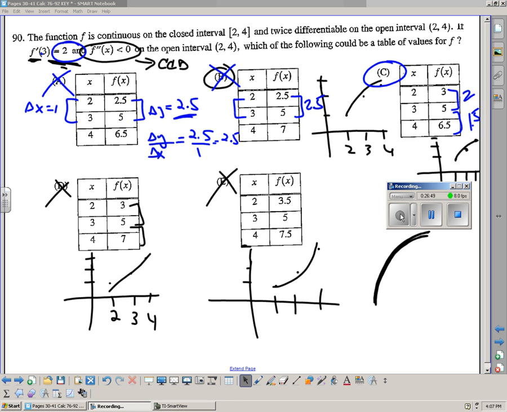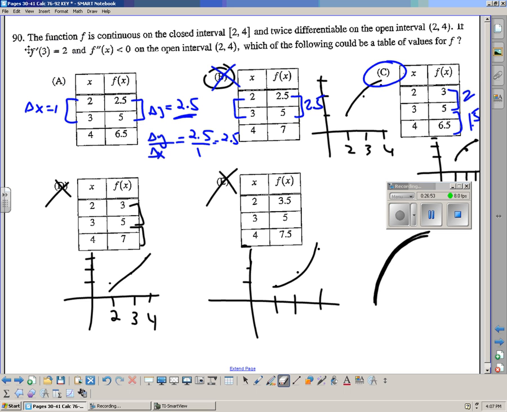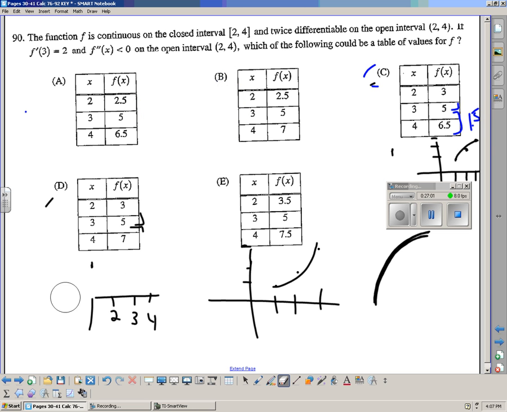I'm sorry, guys. You know what? I'm going to redo this question. I was misreading. In my mind, I had f prime of 2 equal to 3. Sorry, I'm going to redo the whole thing here. My apologies. I don't know what was going on in my head.